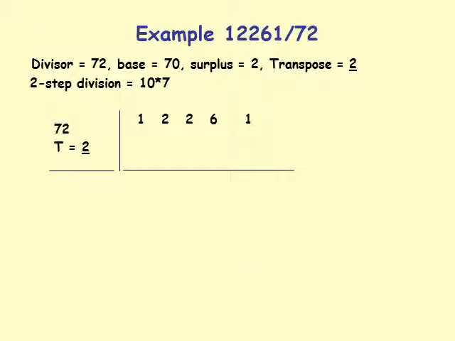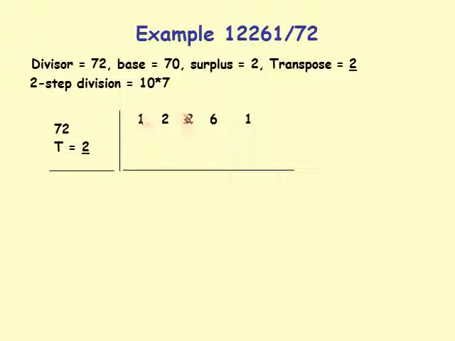Now we do another example here: 12261 divided by 72. The divisor is 72. The base number is 70, near 72. The surplus is 2, and the transpose is negative 2. In two-step division, 10 is our first natural base number, the first division, and its other factor to make up the base is the second division. So 70 was my chosen base, and 7 is the proportionality of 70 from 10. So 7 is my second division.